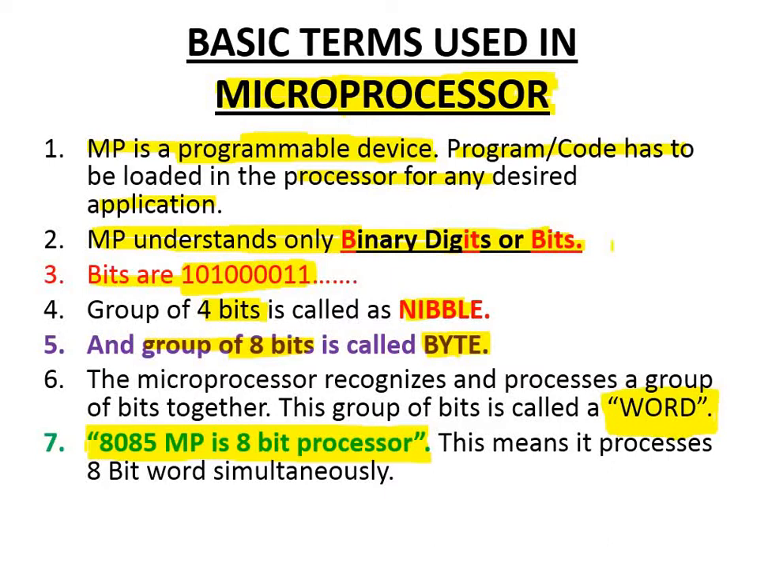So if 8 bits are there in parallel, all those 8-bit words can be recognized and processed simultaneously. So it is an 8-bit processor. The microprocessor is an 8-bit processor. It can process that 8-bit word simultaneously.